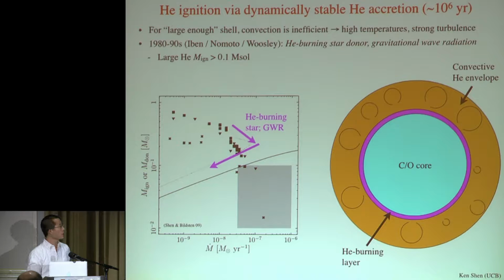And you get ignition masses that are, again, a few tenths of a solar mass. Okay, so these are relatively large helium shells in this scenario. So this was sort of the first scenario that was thought of in the 80s and 90s.